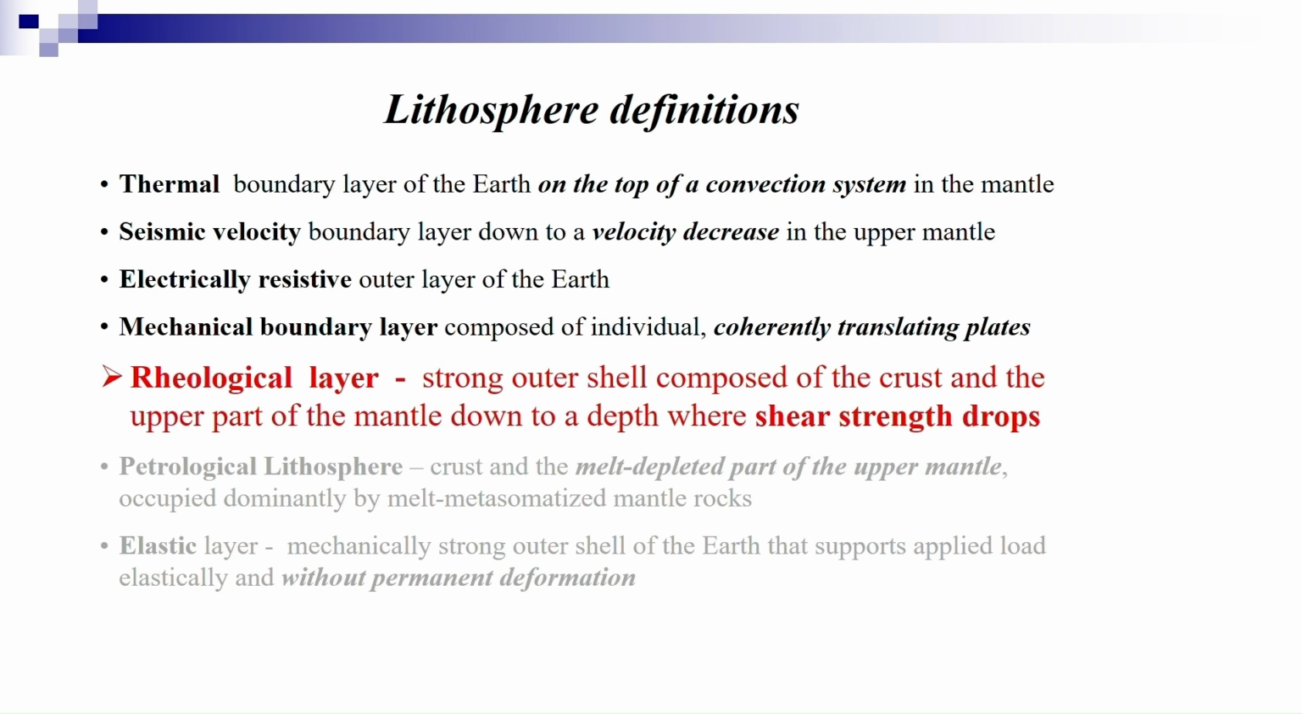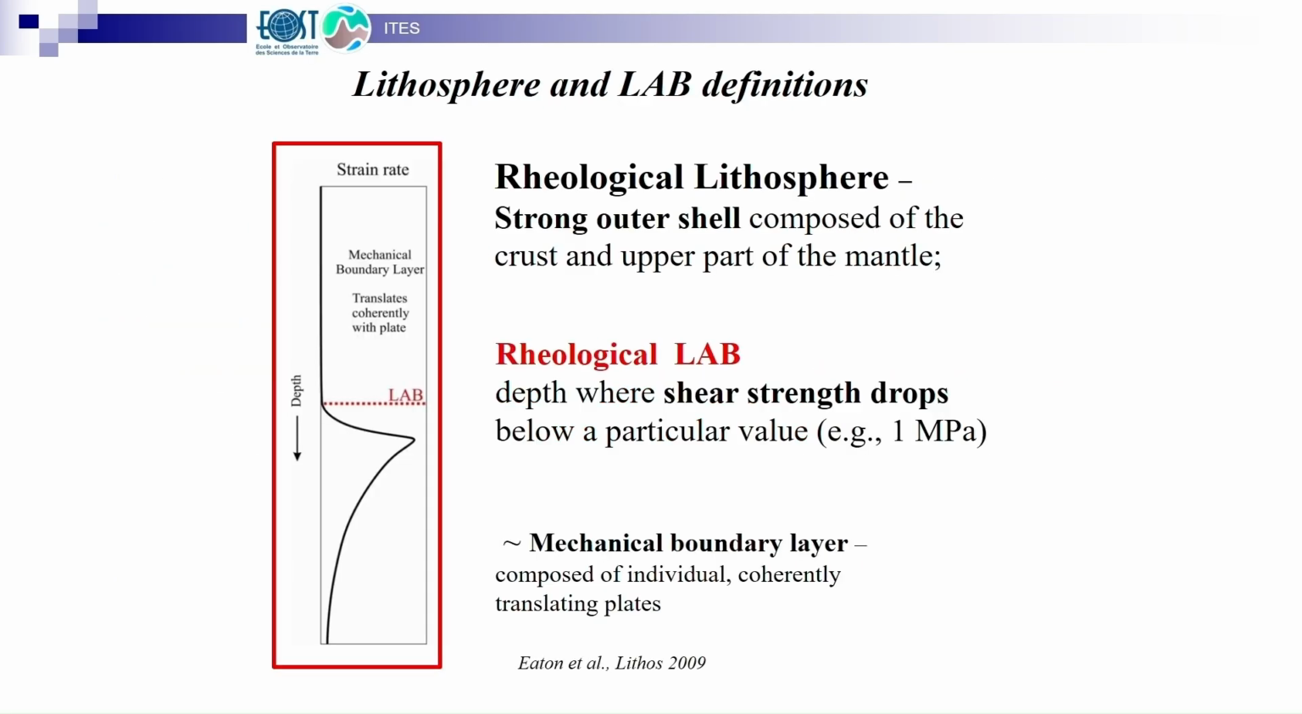Among lithosphere definitions belongs also that as a rheological layer, the strong outer shell composed of the crust and the upper part of the mantle down to a depth where shear strength drops. Then the rheological LAB is a depth where the strength drops below a particular value, for example 1 megapascal. This definition is close to the mechanical one above.